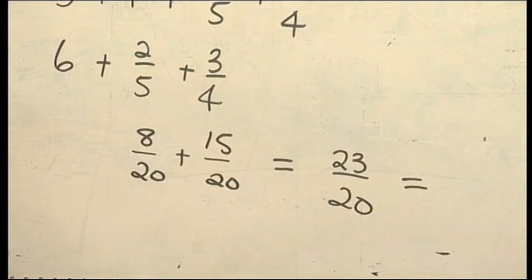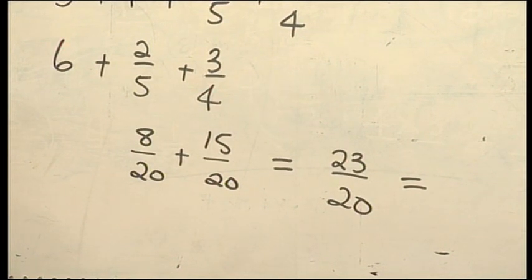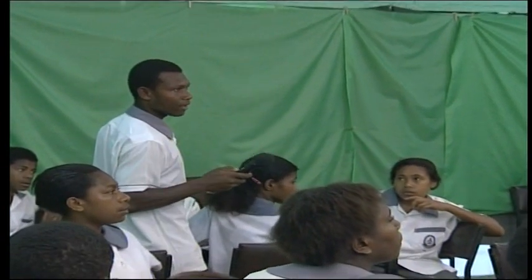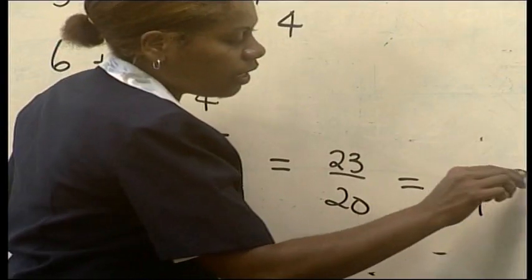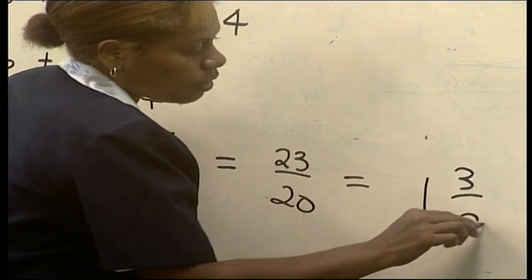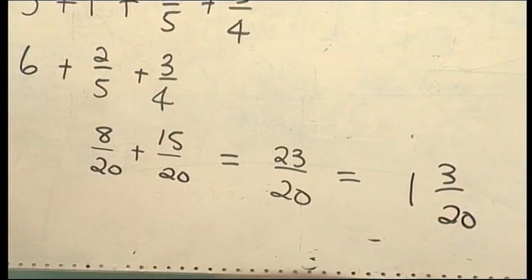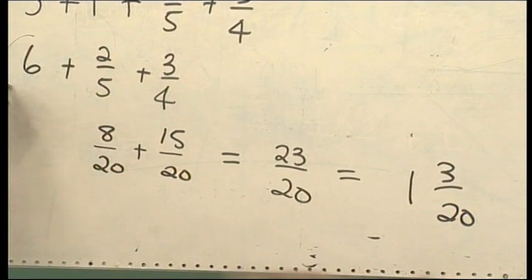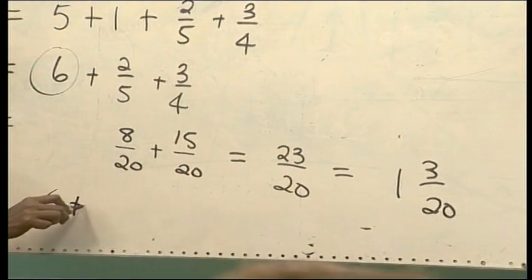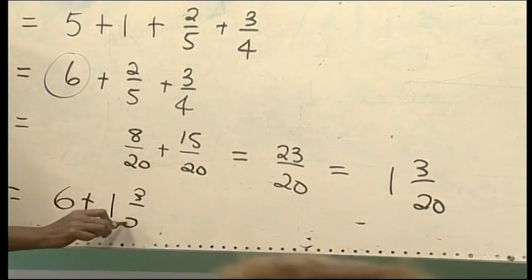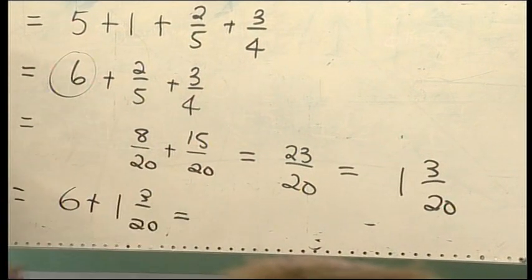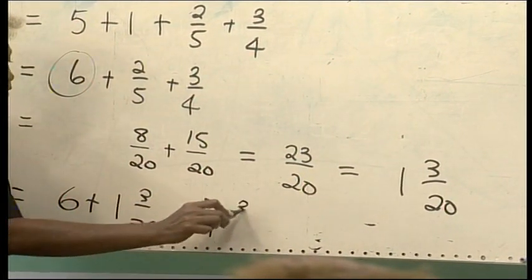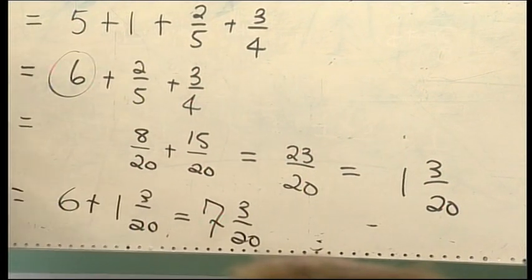You divide 23 by 20. So 20 into 23 goes 1 and 3 remainder. 1 whole and 3 over 20, all right? Don't forget the 6 here. You add 6 plus 1 whole and 3 over 20, which is equal to 7 whole and 3 over 20.